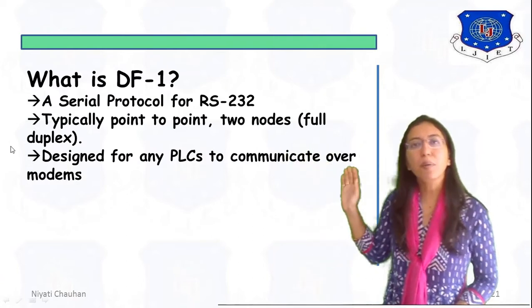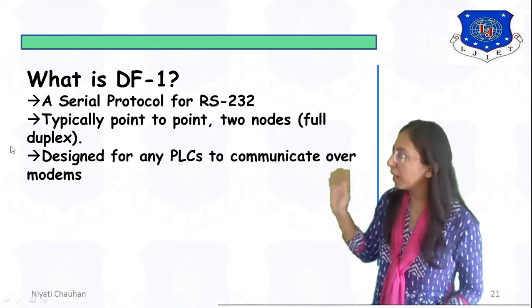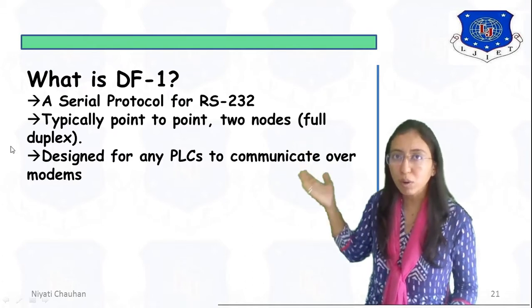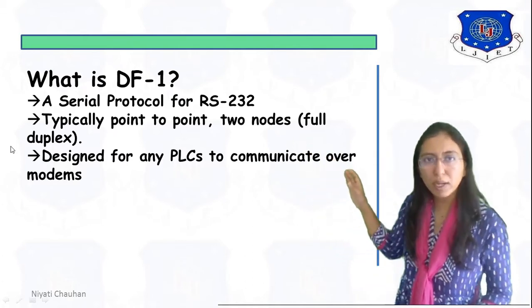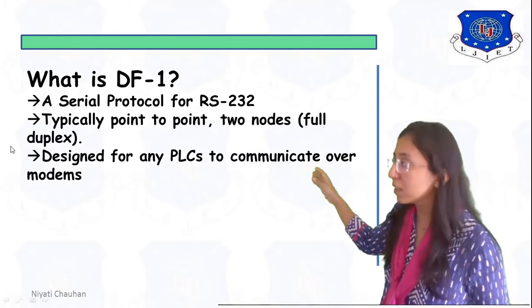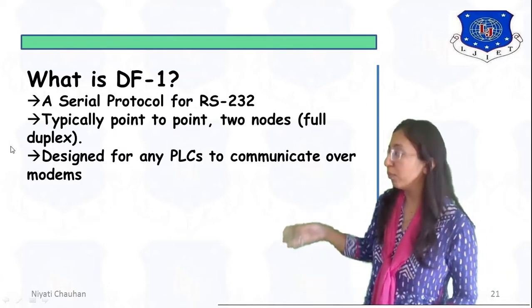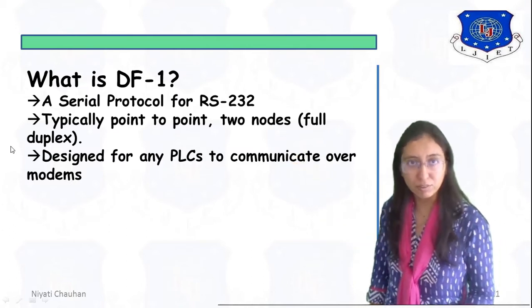So, what is DF1? A serial protocol for RS-232. We can make a point-to-point connection, with two nodes communicating. Two nodes means full duplex. It is designed for any PLC to communicate over modems. So we can use RS-232 for serial communication.